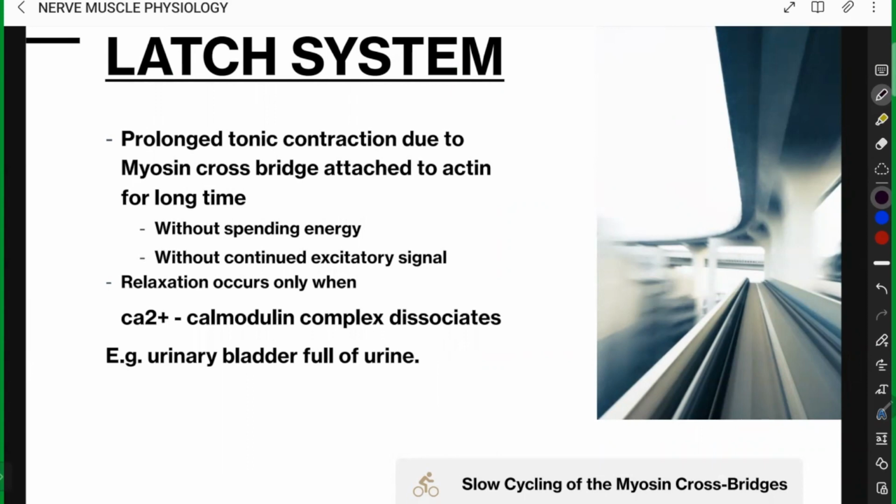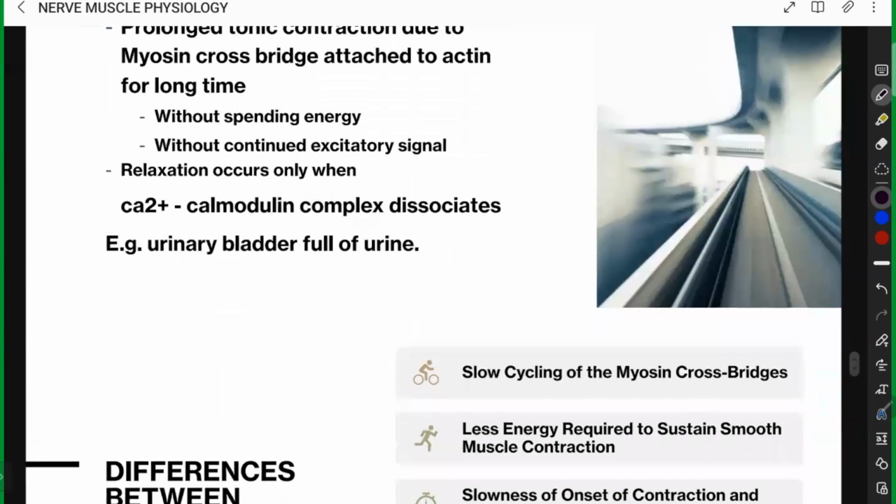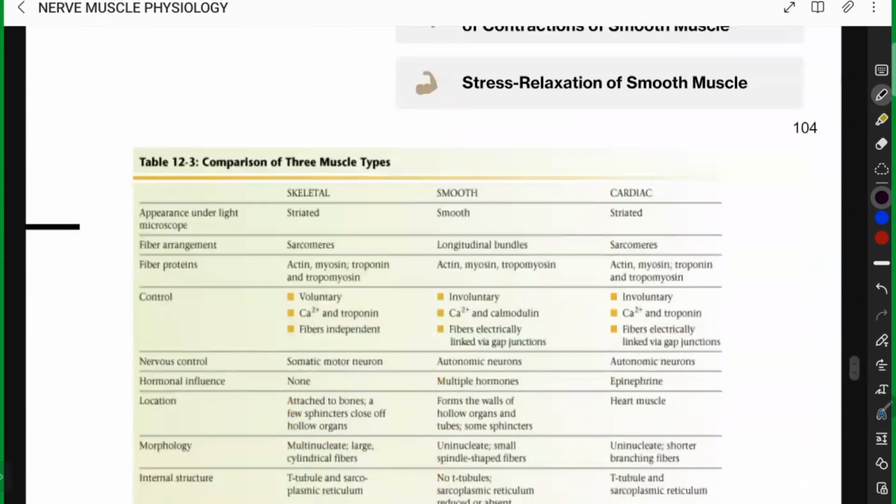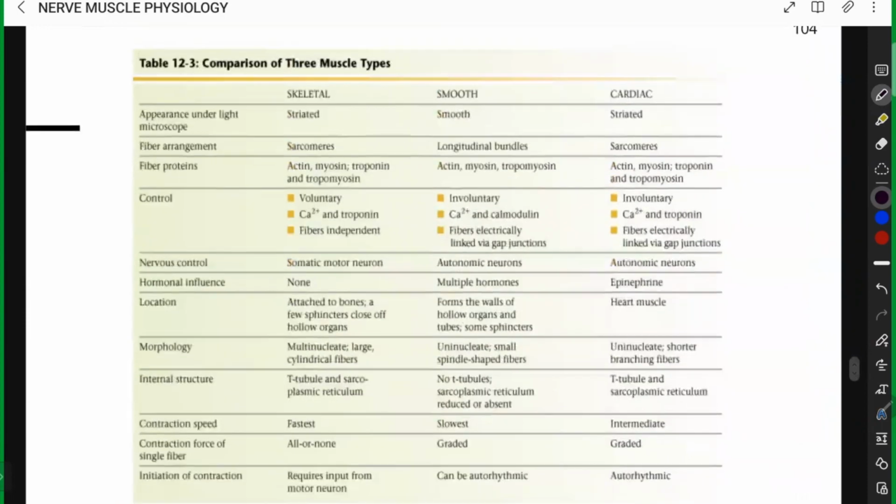So when the urinary bladder is full of urine, at that time what happens? There is going to be a contraction. So that is what exactly occurs. So now you know the difference in the smooth muscle. I think you can also take a screenshot of this.